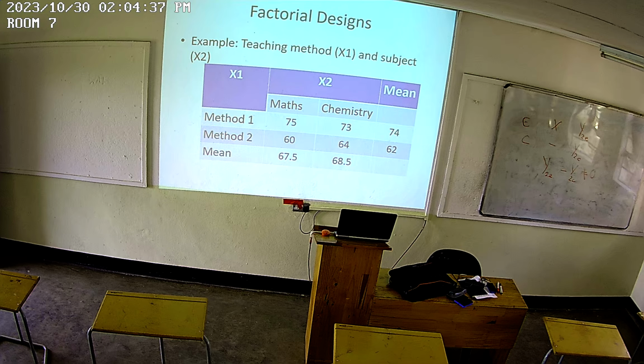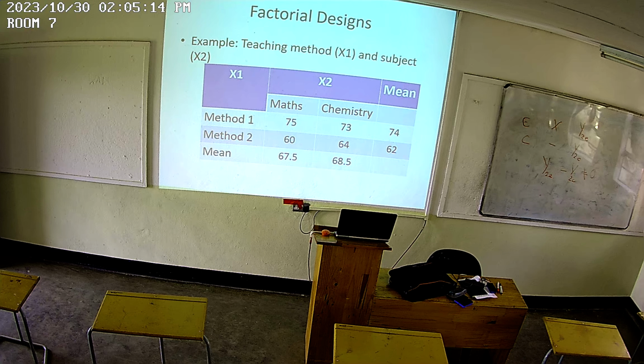So in that design, you can assess the effect of the teaching method on the two subjects, but also the way the teaching method interacts with the subject. This example I'm showing is a 2 by 2 factorial design: two levels of the teaching method, two levels of the subject.